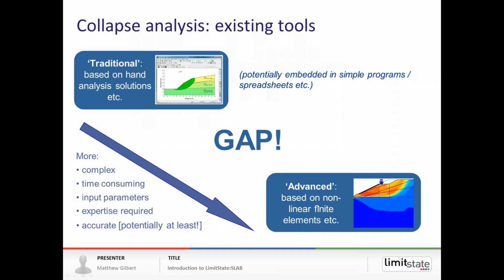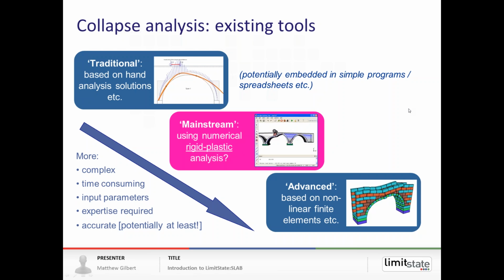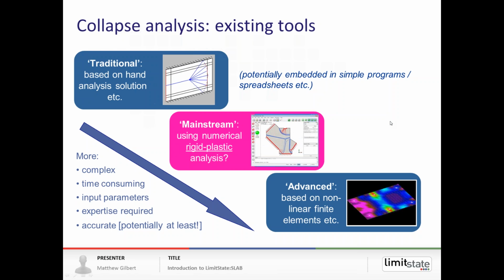The key thing is that we've identified there's a huge gap between these two types of tools, and what we're interested in doing is filling that gap with mainstream tools that use numerical rigid plastic analysis. Those types of tools can be applied to geotechnical problems, as in the slide that you can see here. They could also be applied to masonry problems, so we're analysing masonry arch bridges in the current slide. Or, obviously of interest today, we could apply the same techniques to concrete slabs.